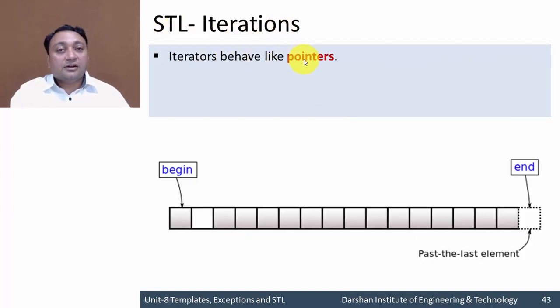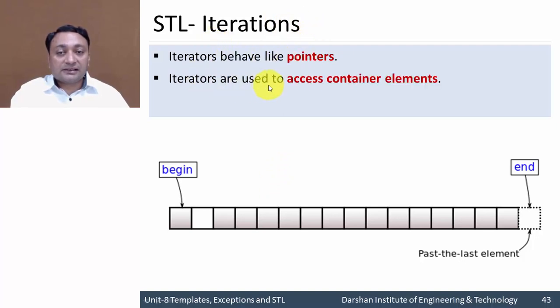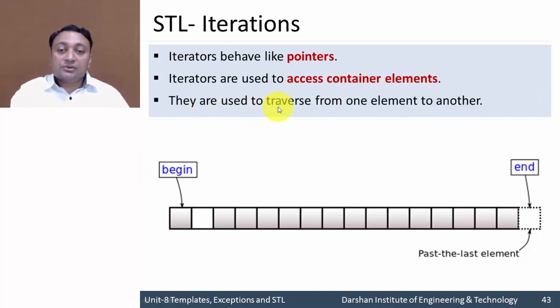It behaves like pointers. Iterators will point to the containers, and containers are objects. So an object will have data members, but those data members will not have any label. So to refer to those data members in a container, we use iterators, which are used to access container elements. Here we have begin and end, which point to the elements of the container. They are used to traverse from one element to another.